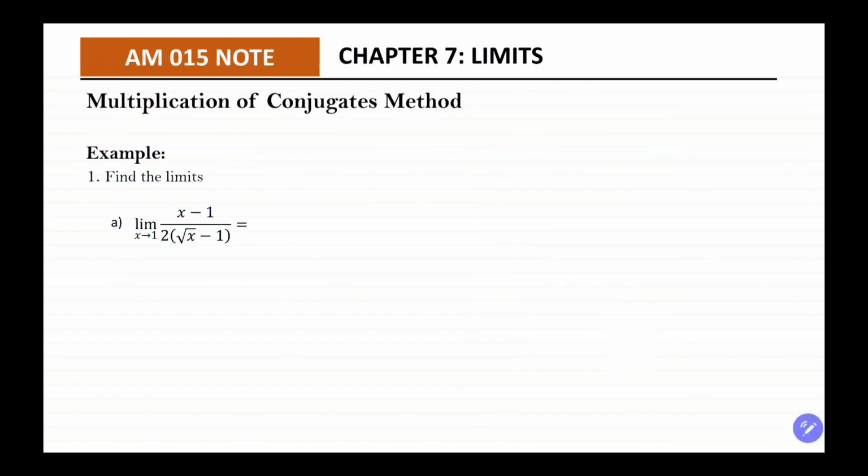Okay, now we continue with the multiplication of conjugates method. We go to example number 1. Find the limits. We have A, limit x approaches 1 of x minus 1 divided by 2 times the square root of x minus 1. If I substitute x equals 1, we get 0 over 0. Okay. If we get 0 over 0, we need to factorize or conjugate. Because this question has a square root there, we need to use the conjugate.